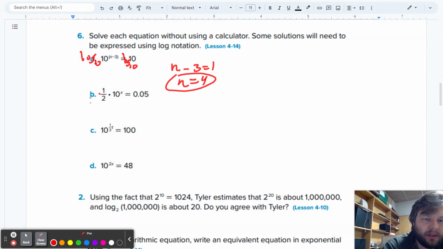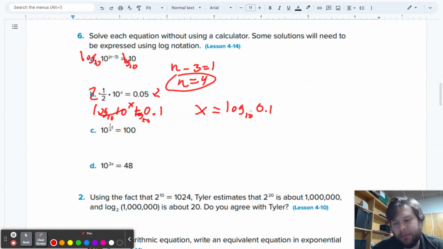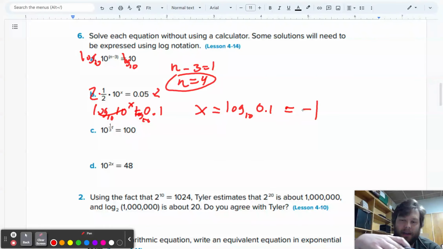On part B, to get rid of a half, I can multiply by 2. So 10 to the x is 0.1. Can do log base 10 of both sides. This one, honestly, I'm going to be okay with you leaving your answer as log base 10 of 0.1. If you want, you can go a step further because 0.1 is 1/10. So that actually comes out to be -1. You divide it by a 10.